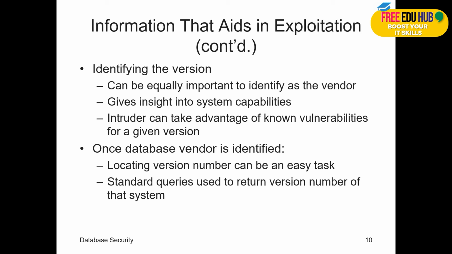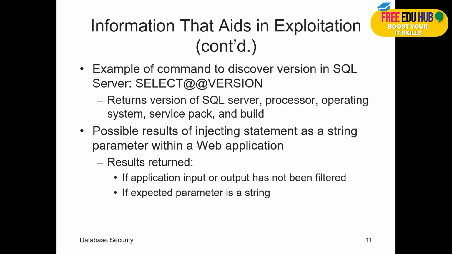Now, once the database vendor is identified, locating the version number can be a very easy task. A standard query is used to return the version number of the system. For example, to discover the version in SQL Server, you run a select query: select @@version.